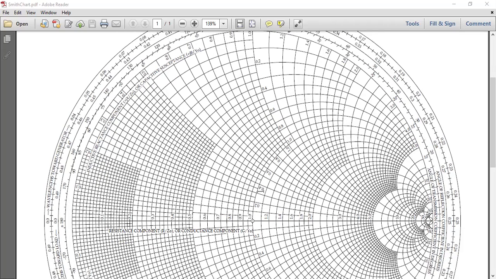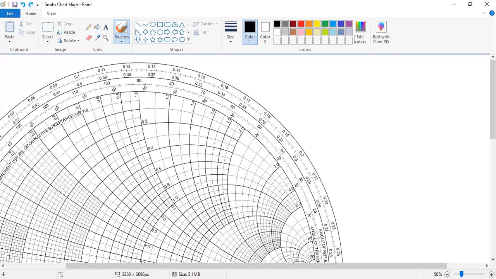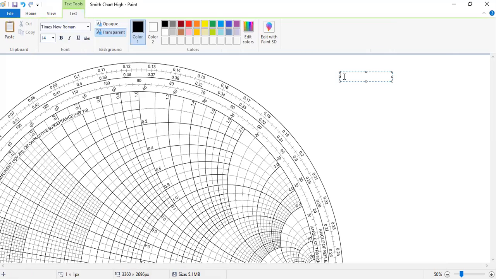You have to do the impedance plotting on the Smith chart. Now, in this Smith chart, suppose you want to locate an impedance. Okay. So the impedance value, suppose we call it ZL. ZL is the load impedance, or you can say Z1, Z2, Z3. Any impedance you can take.